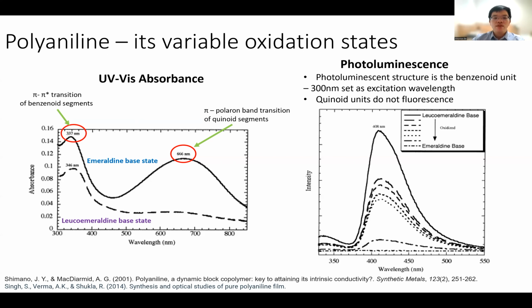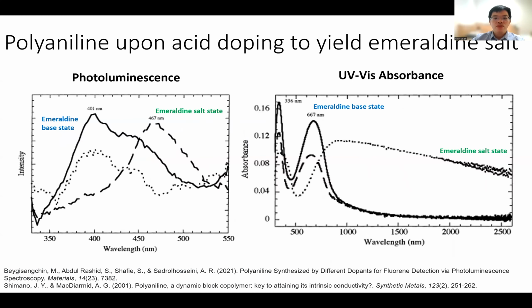Earlier, we talked about the emeraldine salt being the conductive state of polyaniline. So what happens to the photoluminescence when the semiconducting emeraldine base state of polyaniline is doped to yield the conducting emeraldine salt form? When a form of emeraldine base that exhibits photoluminescence is doped with HCl vapor, the photoluminescence spectrum remains. However, the position of the peak is shifted from a wavelength maximum of 401 to 467 nanometers.